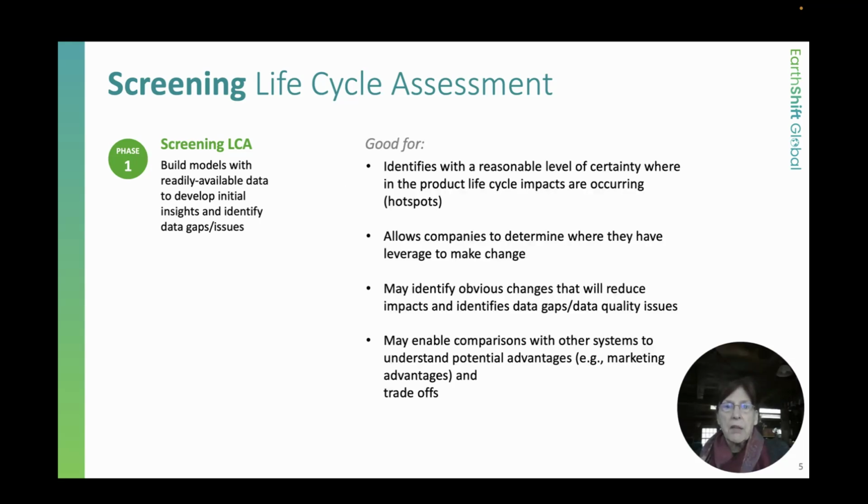Screening studies are great to understand where the highest impacts are in your product life cycle. We call those hotspots. Once you know where the hotspots are, you can see where you can make change. It may not always be within your factory. Material selection, energy consumption, and product longevity are all under the manufacturer's control. Screening studies can also provide insights for obvious changes and will identify where better data are needed. You can do comparisons with other systems for internal discussion.